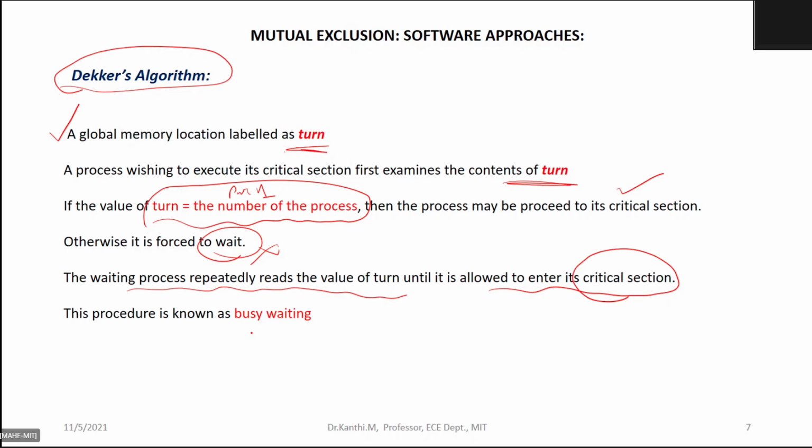It keeps on reading the value of turn. This is known as busy waiting. It's something like what you must have seen in your simple microprocessor code, for example, how you handle a resource. Suppose say ADC. In ADC, you give some signal, a start of conversion, then you keep waiting for end of conversion. Exactly in a similar manner, this is handled.